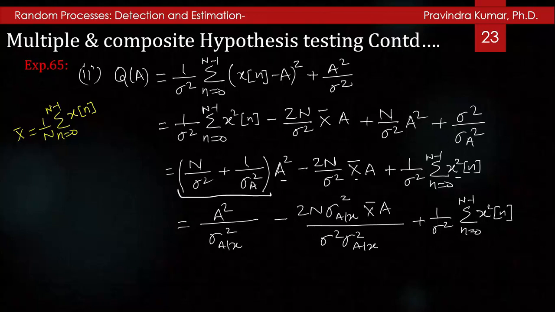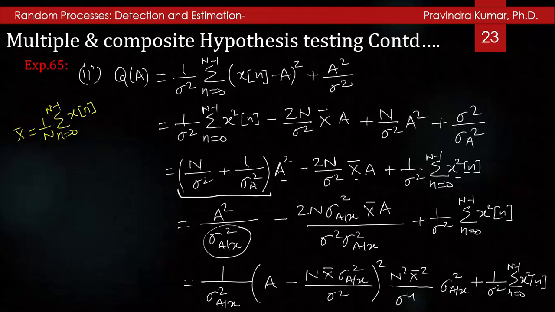The conditional variance is the conditional variance sigma_A given x, and minus 2N, conditional variance sigma_A given x, sample mean x bar, A divided by sigma squared, plus 1 by sigma squared summation n=0 to N minus 1 of x squared[n]. So from here you can have 1 by sigma_A given x squared, into (A minus N x bar sigma_A given x squared by sigma squared) whole squared, minus N squared x bar squared by sigma to the power 4 times sigma_A given x squared, plus 1 by sigma squared summation n=0 to N minus 1 of x squared[n].